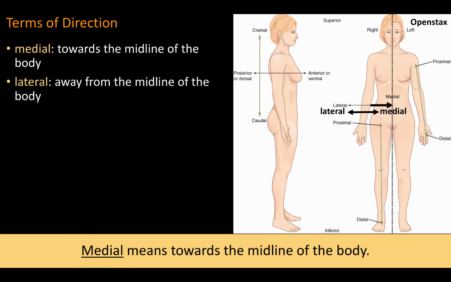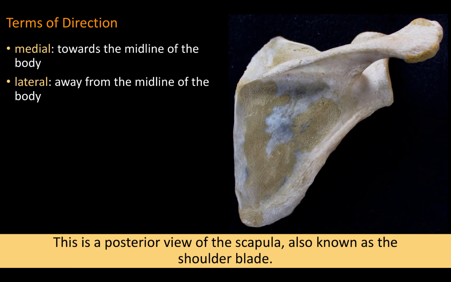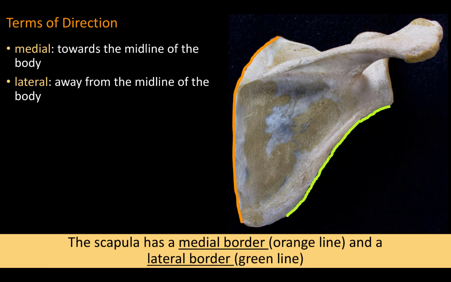Medial means towards the midline of the body. Lateral means away from the midline of the body. This is a posterior view of the scapula, also known as the shoulder blade. The scapula has a medial border, orange line, and a lateral border, green line.